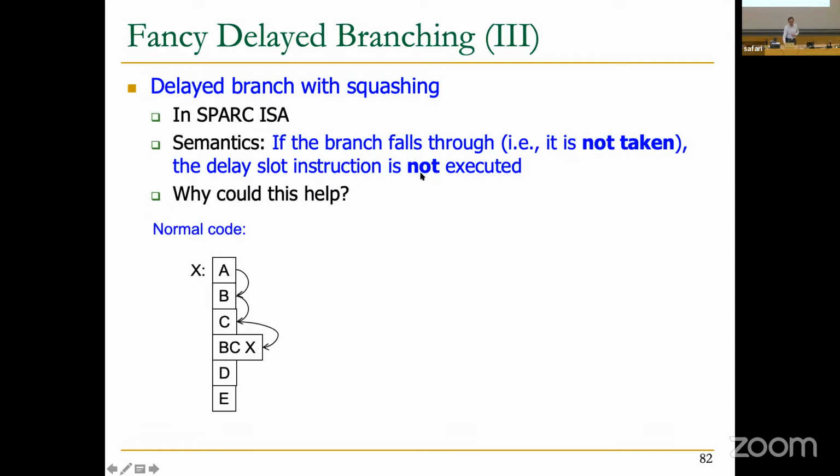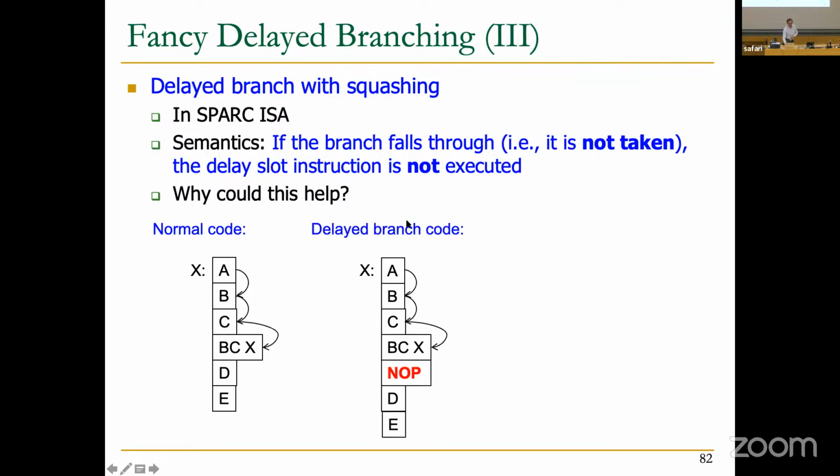Let's take a look at this. This is our normal code, simplified a little bit. Now you have all instructions dependent over here. It feeds to the branch computation, and the branch goes back to the loop. So it's a loop branch. If you have just delayed branch, just like we described, you cannot fill the delay slot. If you cannot fill the delay slot, you put a no-op into it, right? Which means that you basically didn't do any good for the machine.